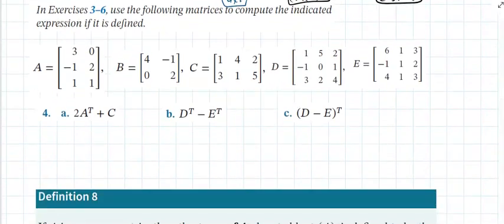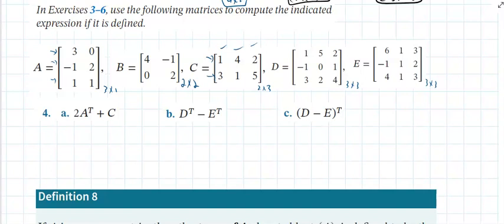So here we are. Matrix A is 3 by 2. B is a square matrix. That means the number of columns equals the number of rows. C is 2 by 3. This is a square matrix, and this is a square matrix. The number of rows equals the number of columns. When they say, use the following matrices to compute the indicated expressions, if defined, well, okay.